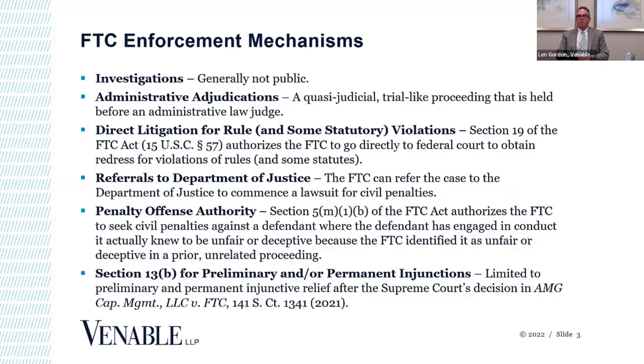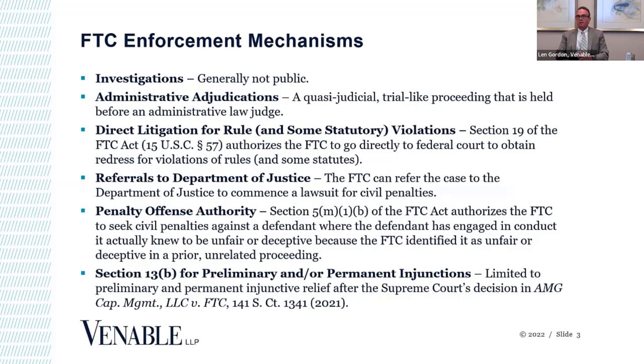Sometimes the FTC goes to district court directly using its authority under Section 19 of the FTC Act, which allows the FTC to go to court to obtain redress for violations of rules that the FTC has promulgated or for certain statutes, for example, the Restore Online Shoppers Confidence Act. The FTC can also use Section 19 subsequent to an administrative trial if they can prove that the conduct at issue was such that a reasonable man would have known it was false or deceptive. Certain times the FTC refers matters to the Department of Justice where the relief sought is civil penalties. The FTC does not have the ability in most cases to directly pursue civil penalties.